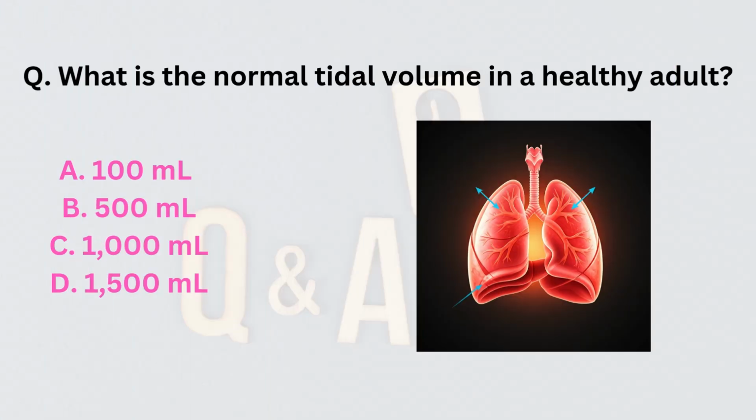Next question is, what is the normal tidal volume in a healthy adult? Options are 100 ml, 500 ml, 1000 ml, 1500 ml. What is tidal volume? Tidal volume is the amount of air inhaled and exhaled during each breath. In a healthy adult, the average tidal volume is around 500 ml. Hence, the correct answer is B, that is 500 ml.